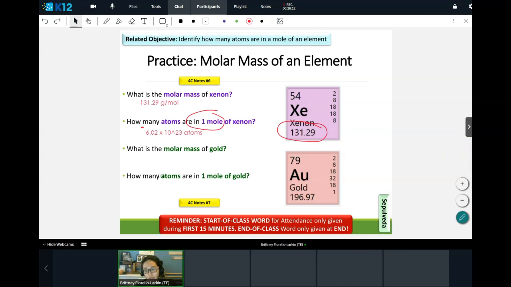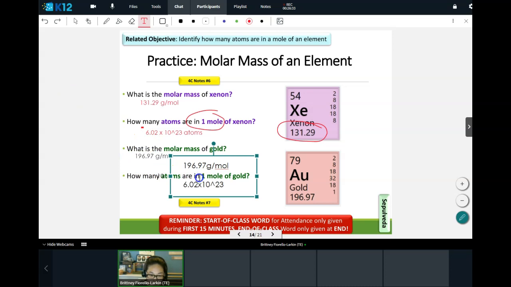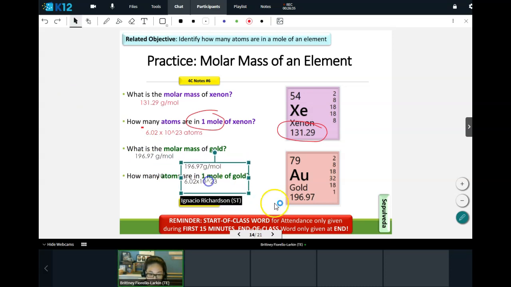Xenon is just a noble gas, just an element, one of the elements that we don't talk about a lot. I can see if I can grab a picture for you. Awesome, there we go. Yep, here's our molar mass. I see Ignacio's answer down here. Perfect. I see lots of people in the chat box too. Awesome. I would agree with that.